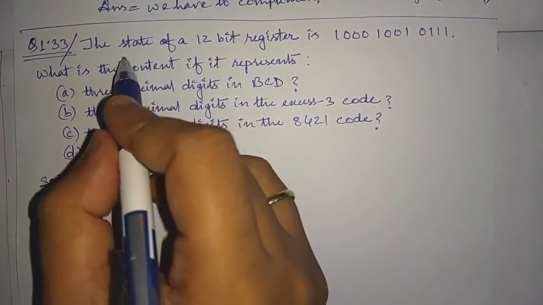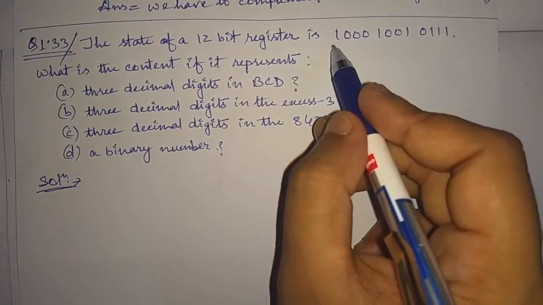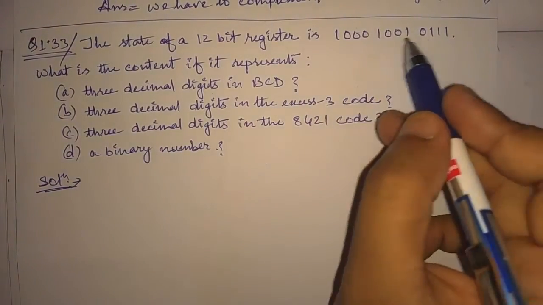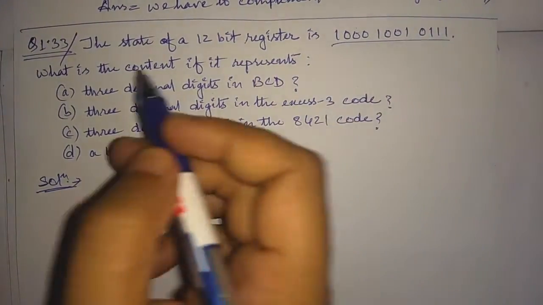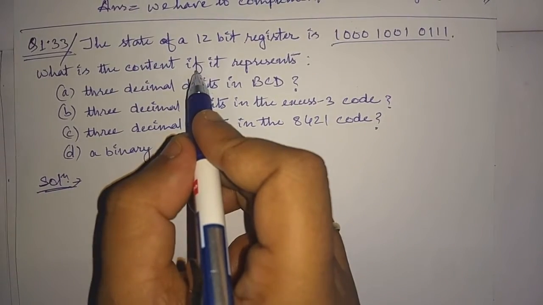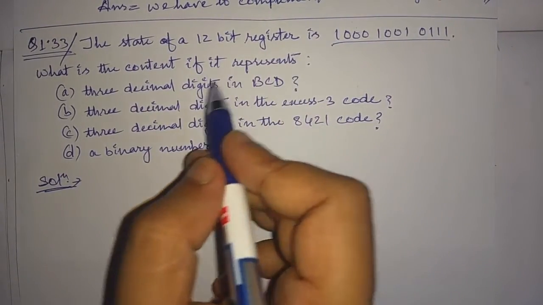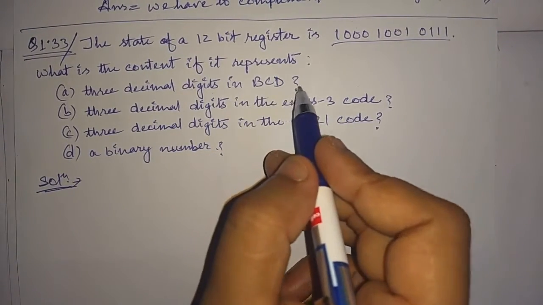Okay. So the problem is: the state of a 12-bit register, that means the content of the 12-bit register, is this much. What is the content if it represents 3 decimal digits in BCD?